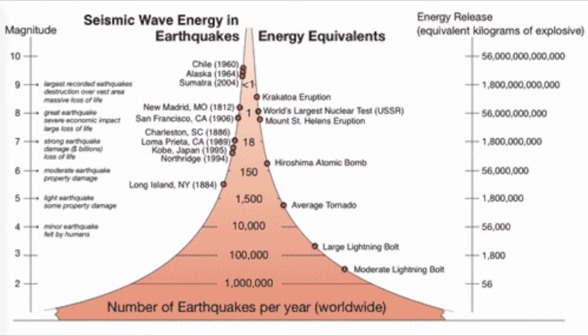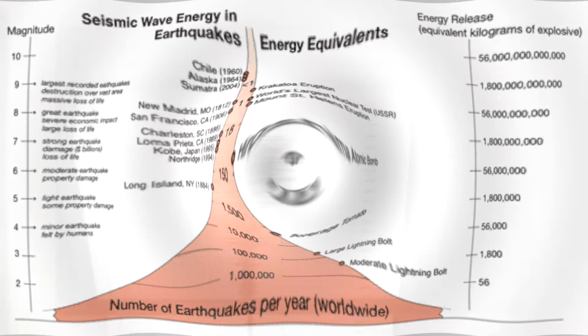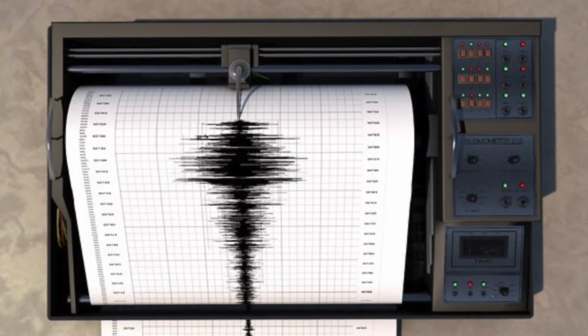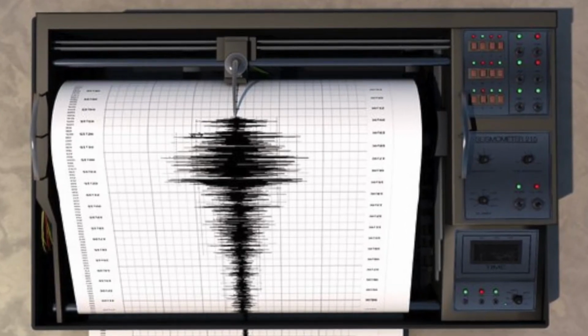They find magnitude by measuring seismic waves. Seismic waves are energy and vibrations. The seismic waves are measured by a seismometer. The seismometer detects the waves in zigzags.